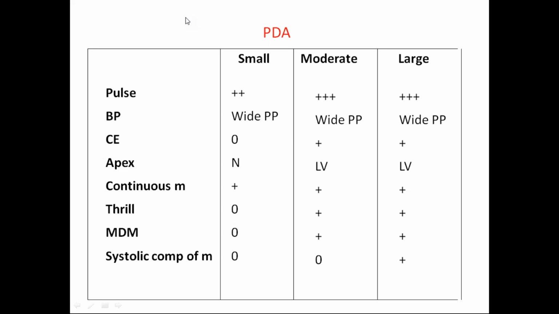Okay, and these examination findings and the clinical findings are based on the size of the PDA. If it is small, moderate, and large, yeah. If it is a small PDA, it is just like the normal values. 2+ pulses can be felt, and in moderate and large there will be 3+ pulse. That is your bounding or hyperdynamic, hyperkinetic type of pulses. And BP, there will be wide pulse pressure in all the cases.